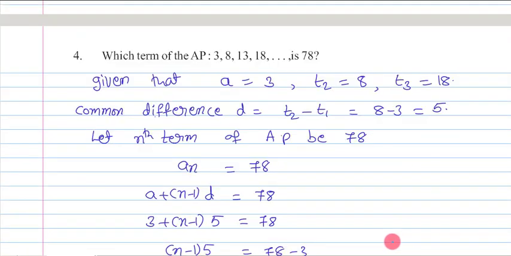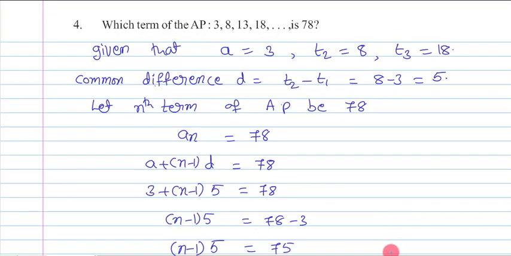Now, let us see the fourth problem. In the fourth problem, we need to find out which term of the AP 3, 8, 13, 18 is 78. That means in this AP, which term is 78?